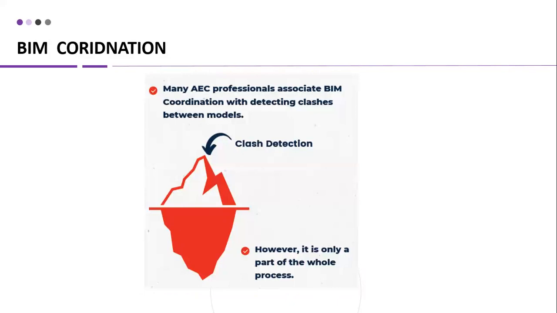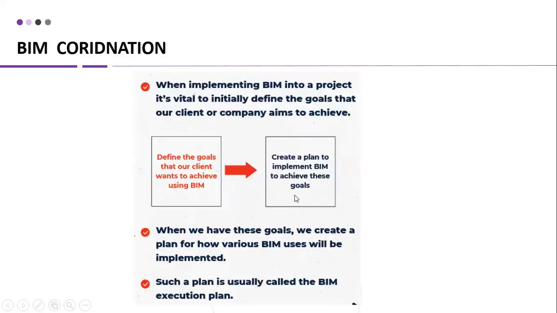So what I'm trying to say is that many architecture, engineering and construction professionals associate BIM with coordination. Now we are talking about building information modeling. These problems can be resolved in building information modeling by using different software like Revit and Navisworks. We will discuss that software in just a few minutes. Many AEC professionals associate BIM coordination with detecting clashes between the models, so we have to do the clash detection. Today's part is about clash detection.